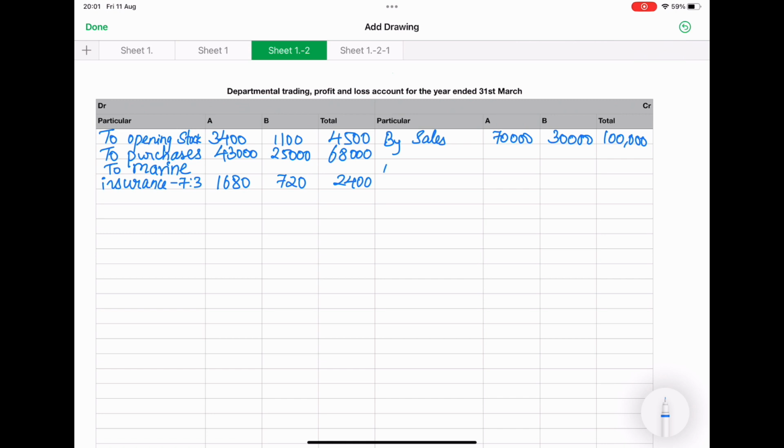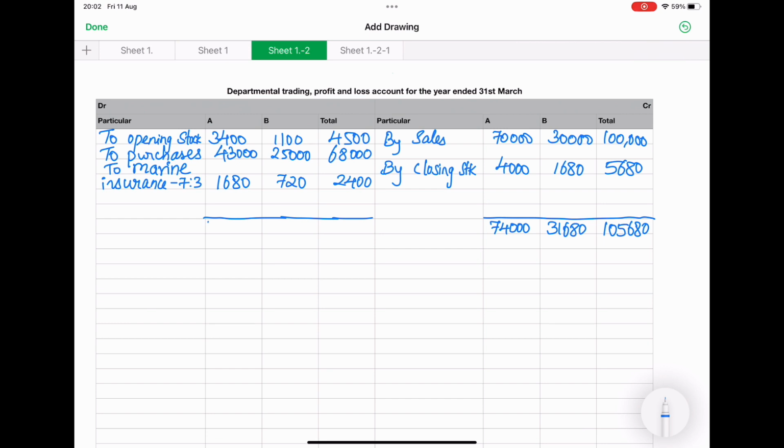Before that we write by closing stock. Lastly they have mentioned closing stock 4,000, 1,680, total 5,680. If you add both sides, the credit side value is higher. So total 74,000 for department A, 31,680, total will be 1,05,680. The same value will be written on the debit side.